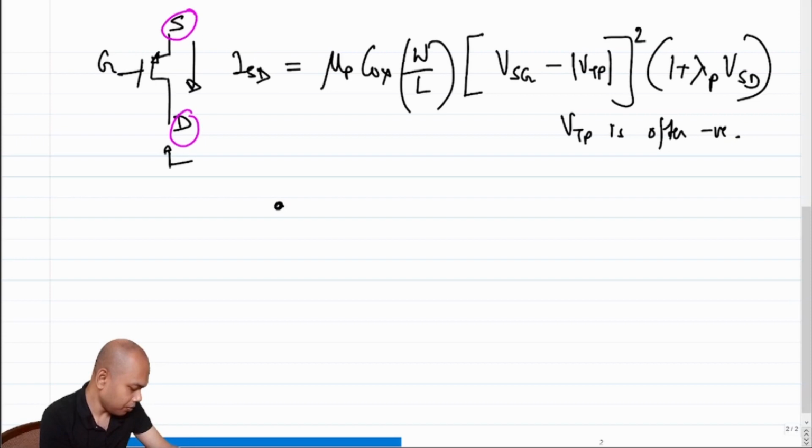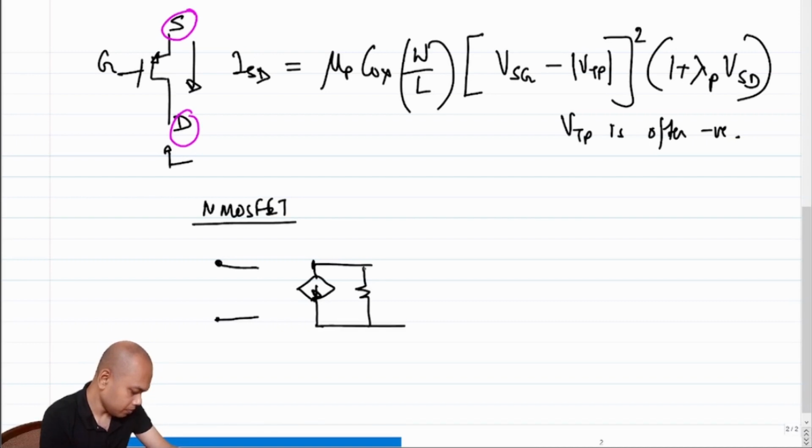We saw that the incremental equivalent for an n-MOSFET was this. So this is source, gate, drain. This is GM times VGS.